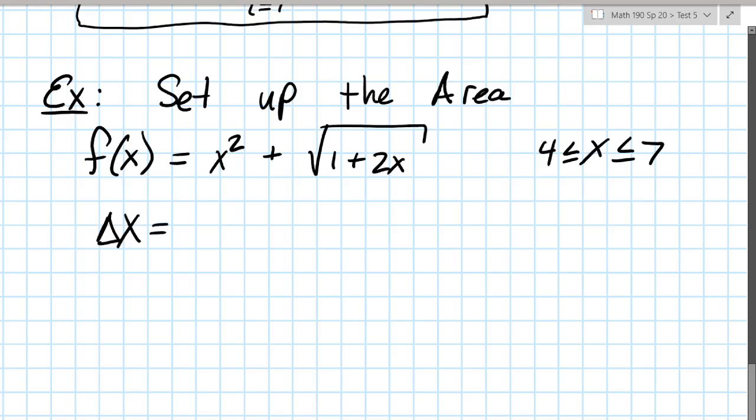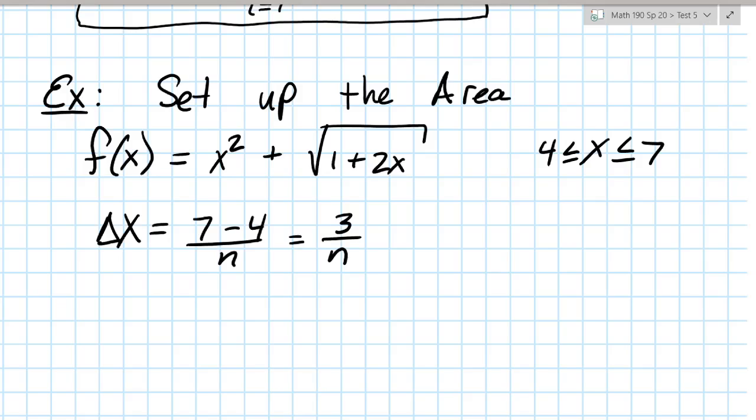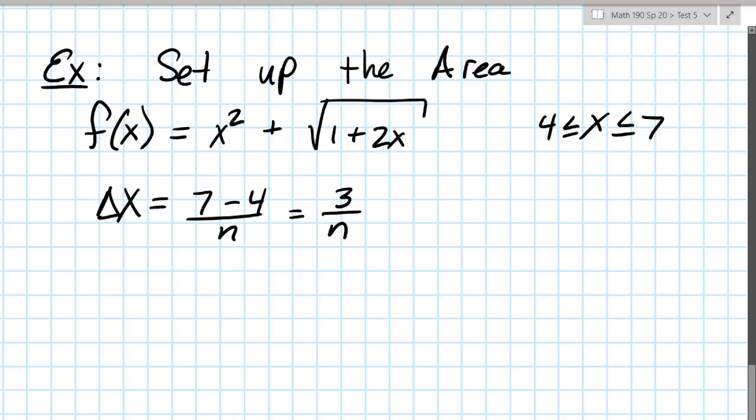Our delta x, we're taking the number from 4 to 7 and cutting it up into n pieces. That is, our width of the interval is 3 cut up into n pieces. So we have 3 divided by n for our delta x.